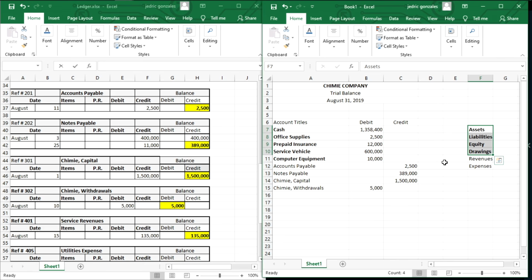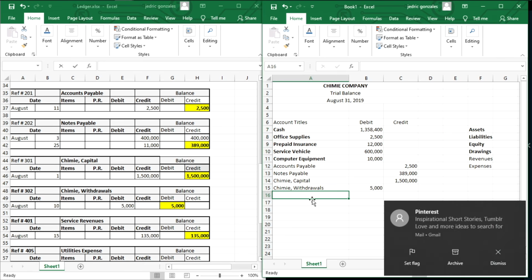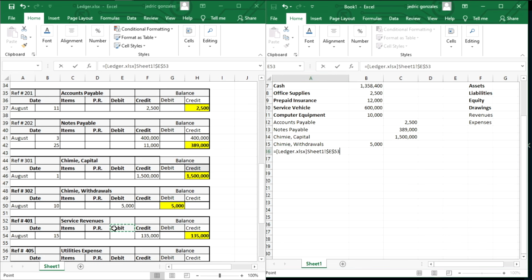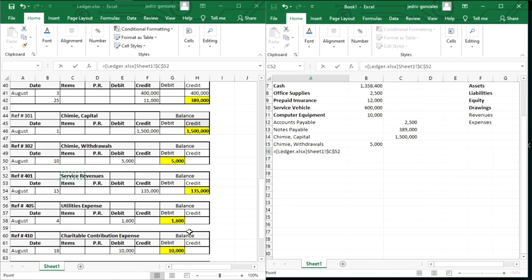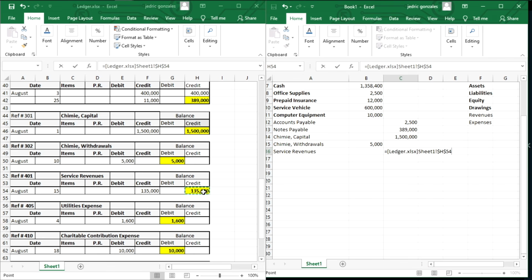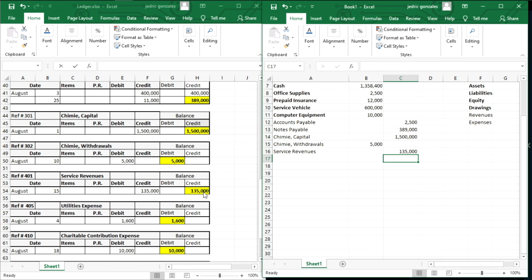Now, let's proceed with the revenues. For the revenues, iisa lang naman ang revenue natin so far, which is the service revenue. Service revenue is on the credit side naman. So, in here, naka-credit din naman siya. Let's just transfer 138,000. Then, let's proceed with all the expenses.